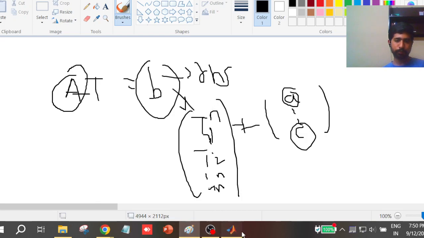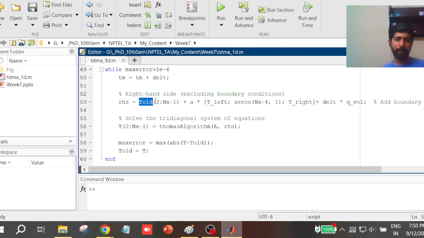That is what I have defined here, T old of 2 to nx minus 1. Otherwise it is 0 at the internal points. If it is at the corners, I have defined it as A into T left, A into T right. And if you have a volumetric generation, that also comes on the right hand side of the matrix system. Once you do this, that's all you have to do.